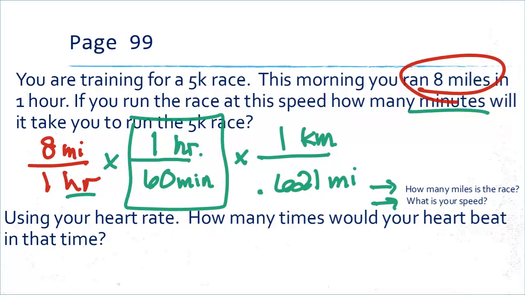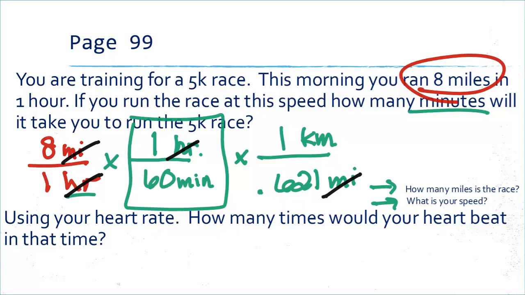Okay, so my miles would cancel out. My hours are going to cancel out. And that is kilometers per minute. But what kind of race are we running? It's a 5K. So what would I need to do for that?